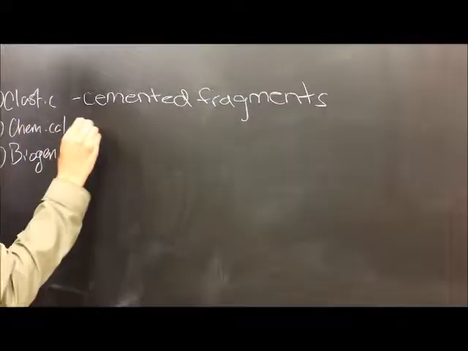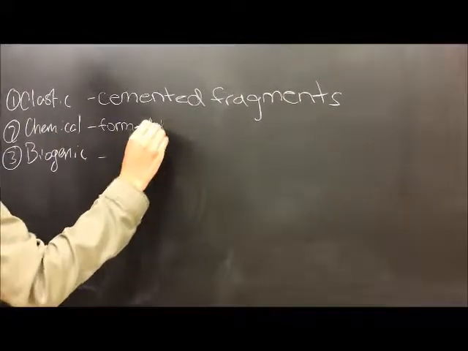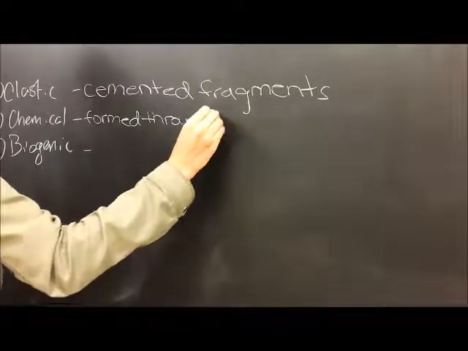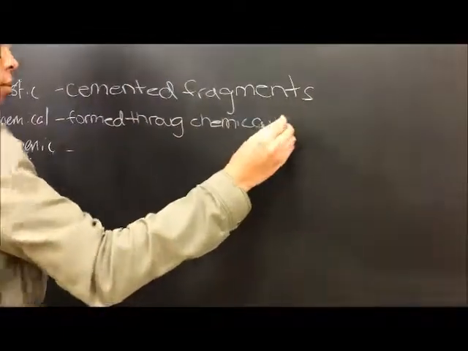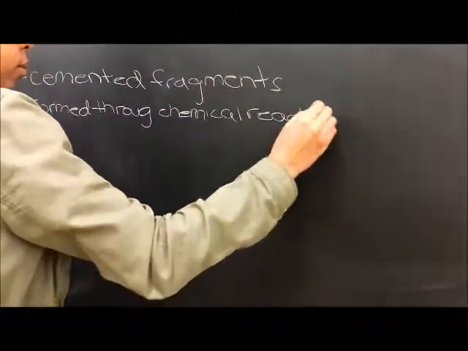Clastic is cemented fragments of rock. Biogenic sedimentary rock contains organic materials. Chemical is a rock formed through chemical reaction, such as water evaporating.